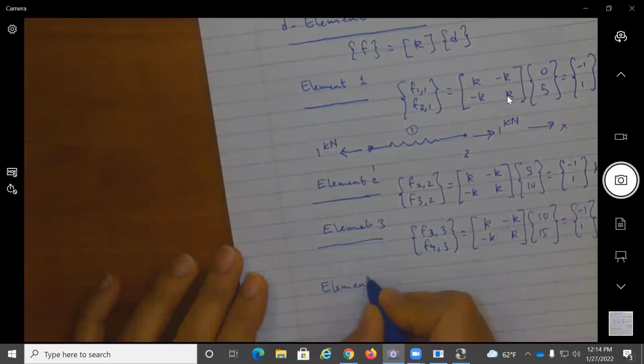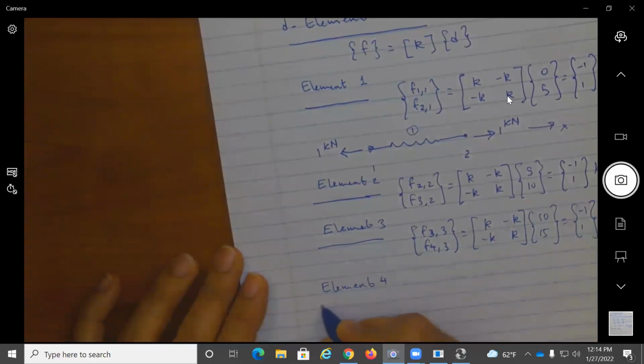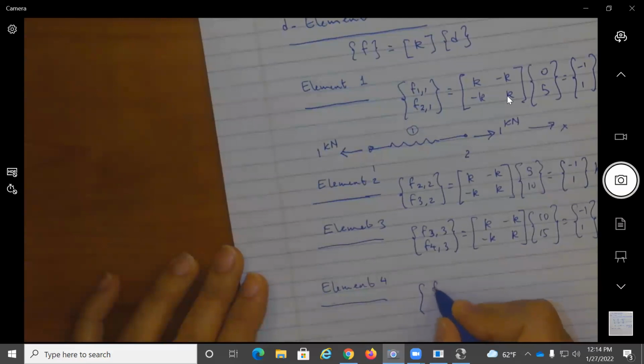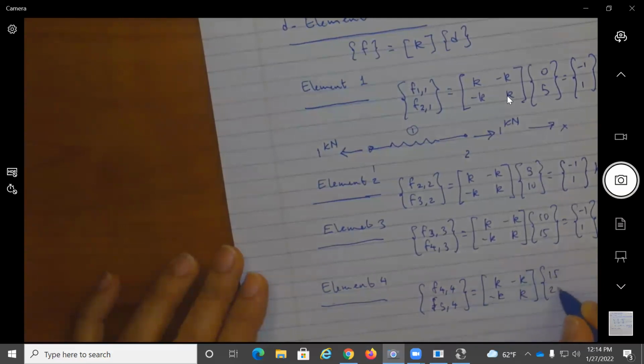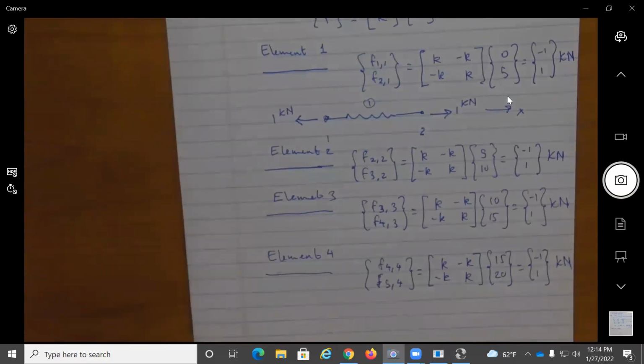And finally, for element 4, we're going to get F4 of element 4 and F5 of element 4 equal to k, minus k, minus k, and k, multiplied by 15 and 20. And also the answer is -1 and 1 kilonewton. Which does make sense and does meet our expectations.